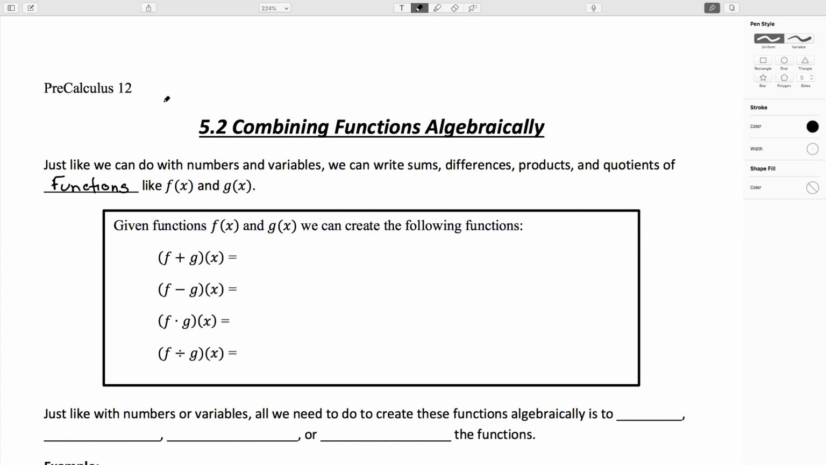Before we go ahead and do that, we need to go over a little bit of notation. First of all, (f+g)(x), (f-g)(x), (f·g)(x), and (f/g)(x). So this is going to be the notation. And what this means is f of x plus g of x. The next one would be f of x minus g of x. Then f times g of x, or f of x times g of x. And then lastly, of course, f of x divided by g of x.